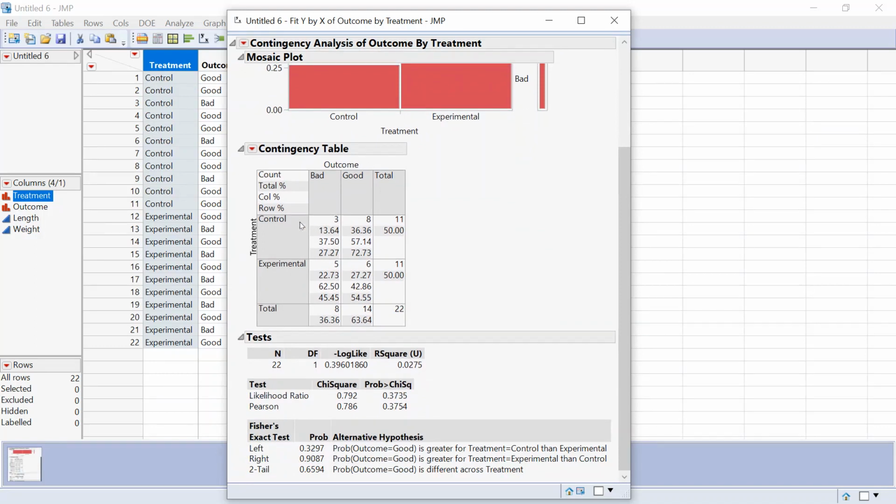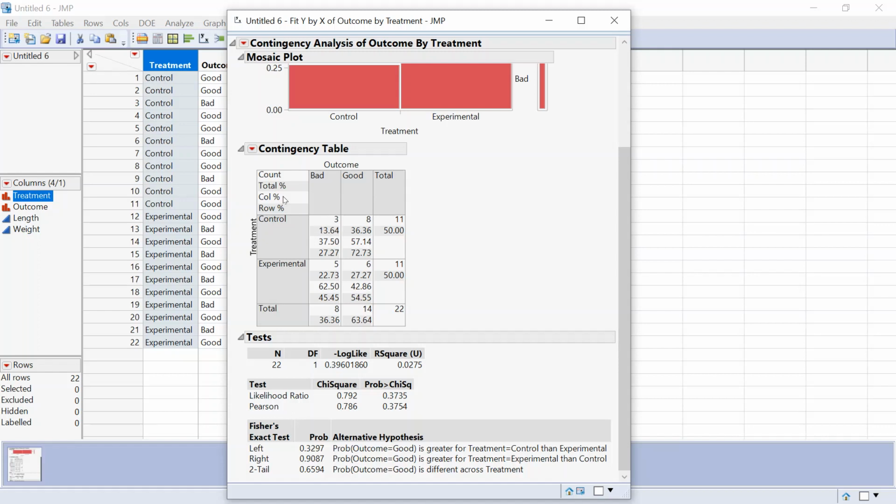So on the top row of each cell is the simple count, right? So 3 of our samples were controls and had a bad outcome, right? And I can look at that: 1, 2, 3. 8 were controls and had a good outcome. 5 were experimental and had a bad outcome, and so on. The next line is the percentage of all of the observations, right? So 3 as a percent of 22 is 13.64%.